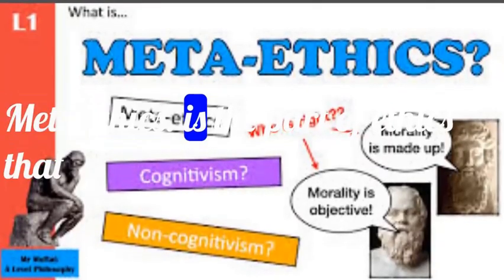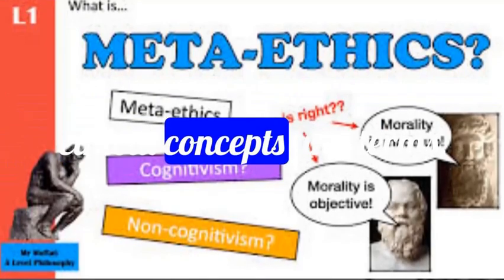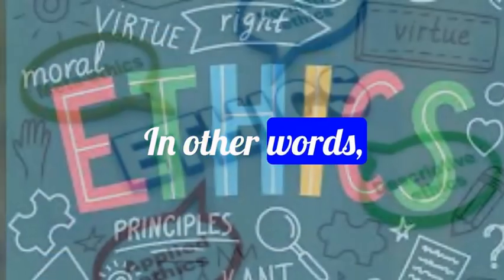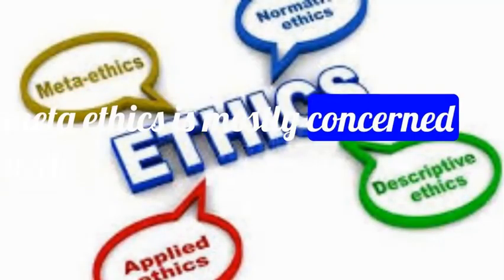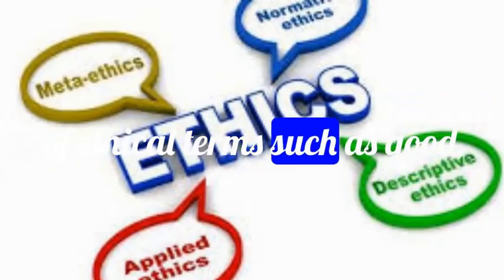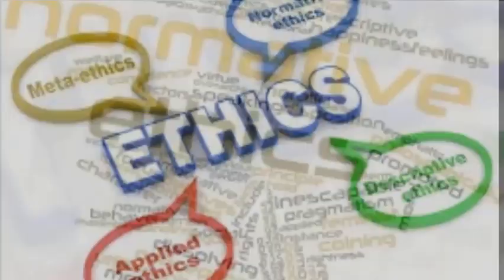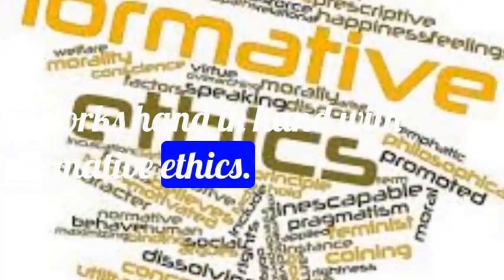Meta-ethics. It is the part of ethics that deals with the logic and language of ethical concepts and terms. In other words, meta-ethics is mostly concerned with the elucidation or description and implication of ethical terms such as good, bad, right, wrong, ought, etc. It works hand in hand with normative ethics.